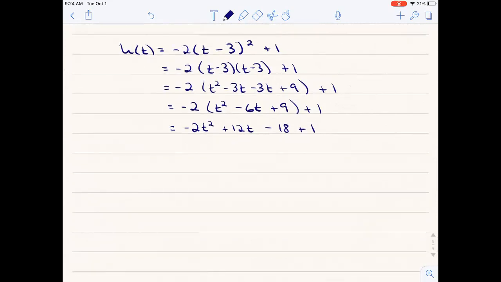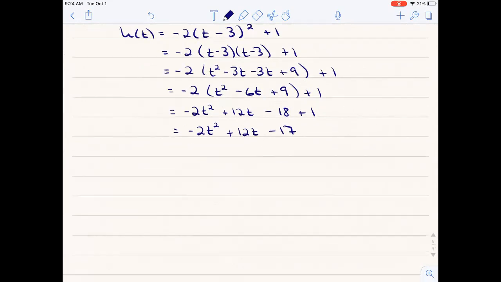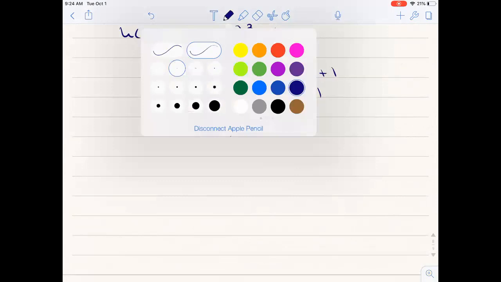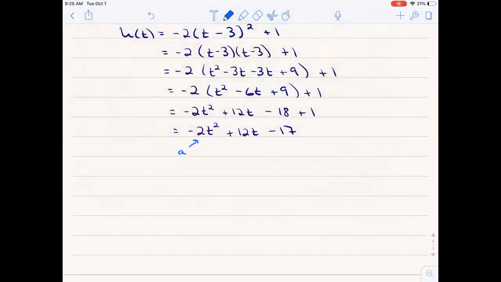Okay. We can simplify negative 18 plus 1, so we get negative 2t squared plus 12t minus 17. So now we have a is negative 2, b is 12, and c is negative 17.